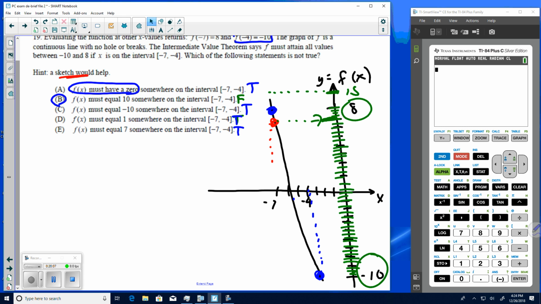Okay, we've been going on 20 minutes here. Let me go ahead and stop this video here. The intermediate value theorem is important in calculus, and these two exam questions address the intermediate value theorem.